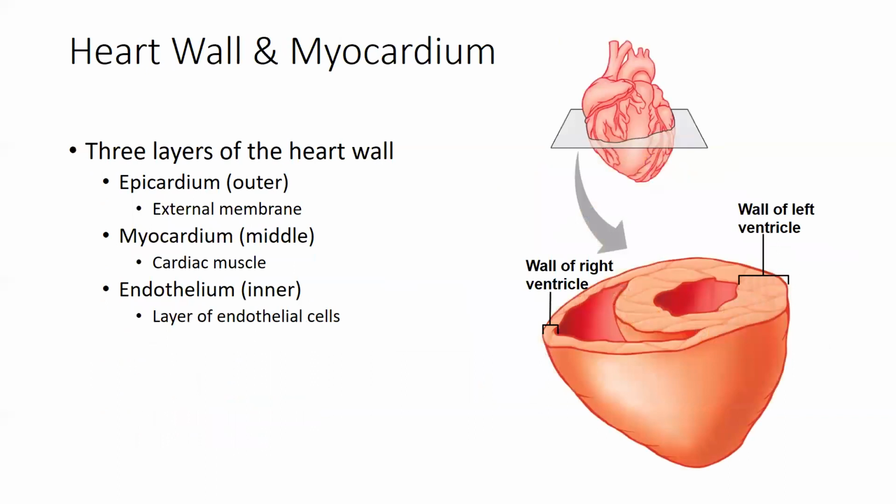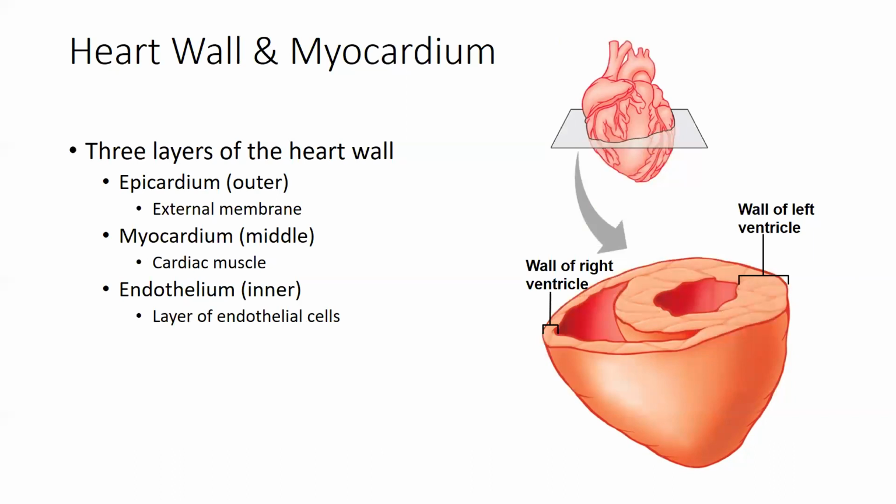Okay. In terms of the walls of the heart, there are 3 layers. There's the epicardium, which is the outermost layer. It's an outer connective tissue layer that sort of protects the heart a little bit. Inside of that is the myocardium, and this is mostly the muscular, meaty part of the heart. The thickest part of the heart is the myocardium. And then finally, the inner layer is called the endothelium. So epicardium, myocardium, and endothelium.